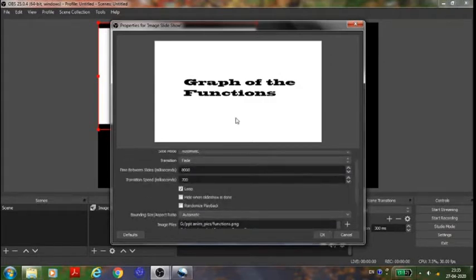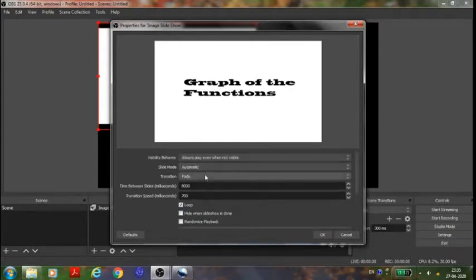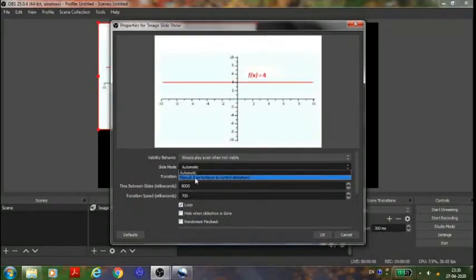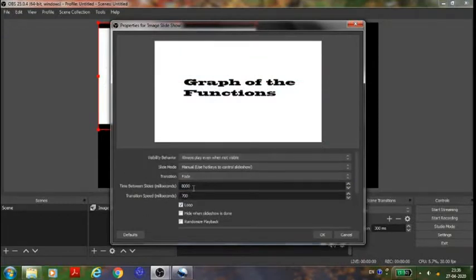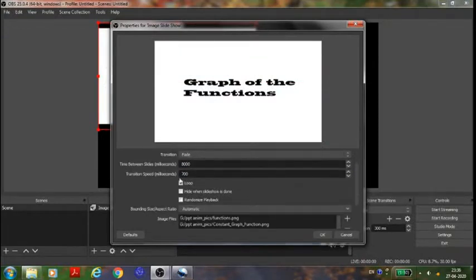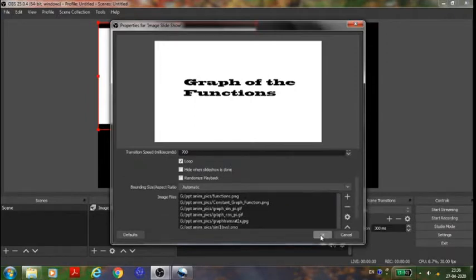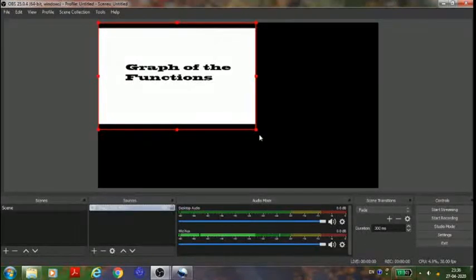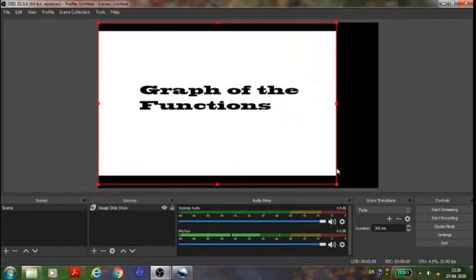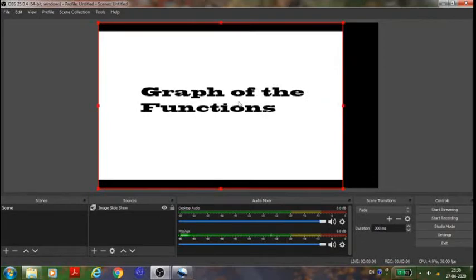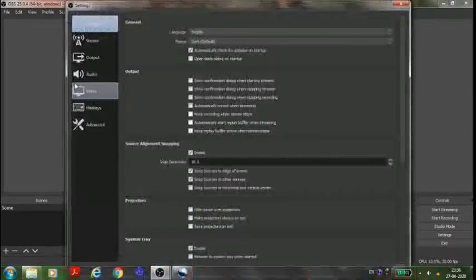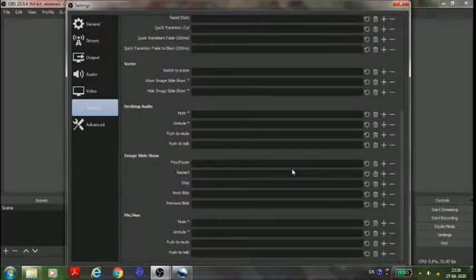Okay, now you can see that it is automatically shifting, so I'll change this one to manual. I can change the transition effects and the time lapse, but I'll keep this as it is now. Say okay. You can see that it is not moving automatically now, so I'll have to assign some hotkeys.